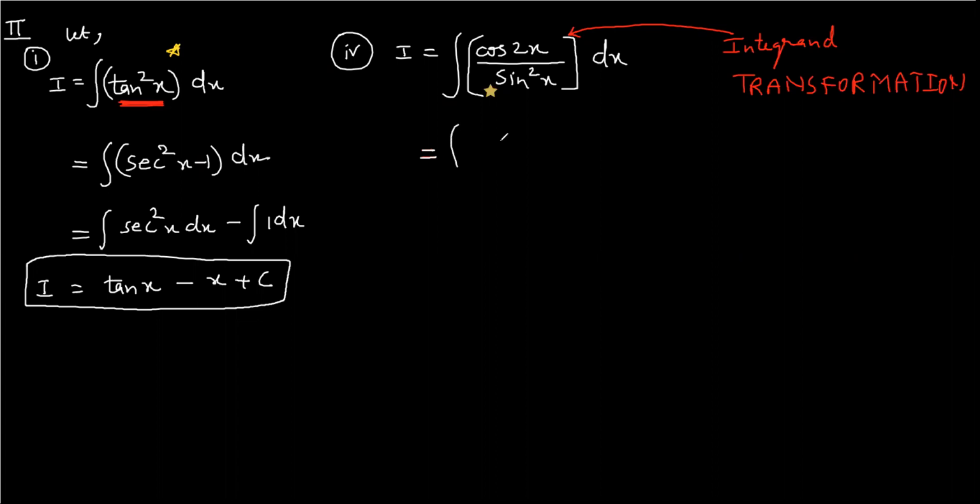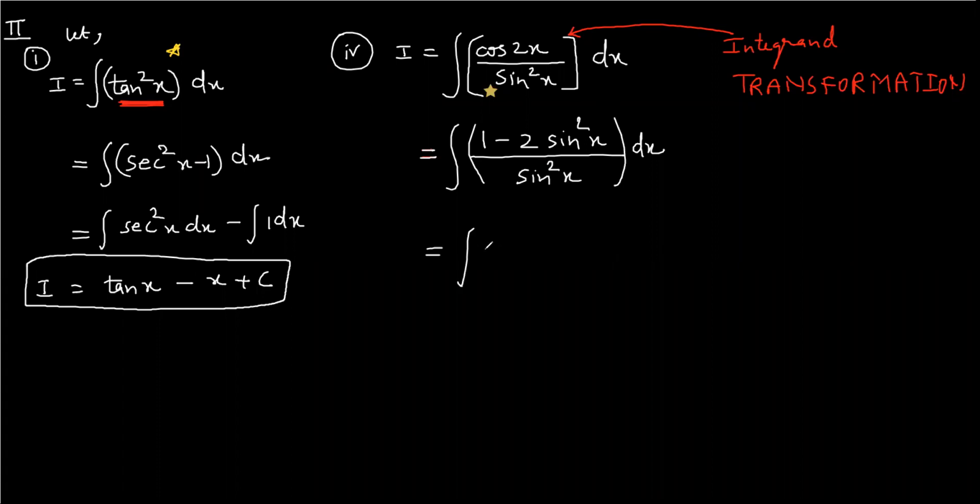See here, manipulation: cos 2x, I will write cos square x minus sine square x. What is cos 2x? It is cos square x minus sine square x, or you could have even written 1 minus 2 sine square x. Both of these will work. I will write for cos 2x the formula 1 minus 2 sine square x, and the denominator is sine square x. Then I will split the denominator, that is, I will separately divide by sine square x.